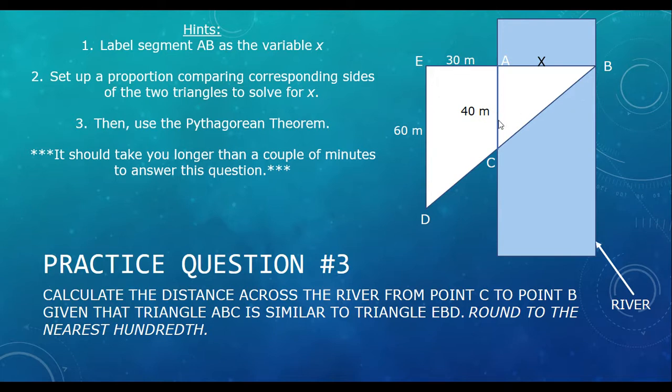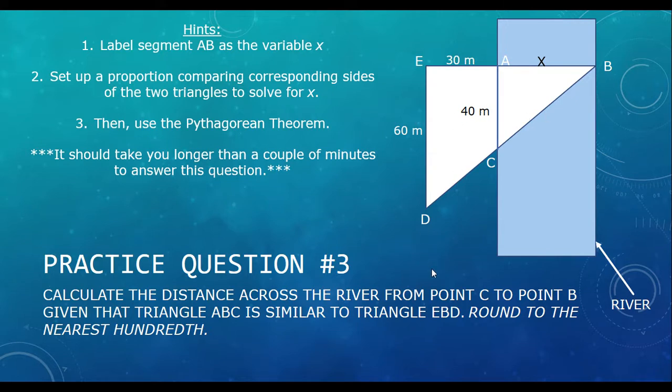I know the base of the small triangle is 40 and the base of the large triangle is 60, and they have some mathematical relationship. I can compare that to the relationship between the height of AB and the height of EB. They should maintain that same mathematical or numerical relationship that the two bases have.